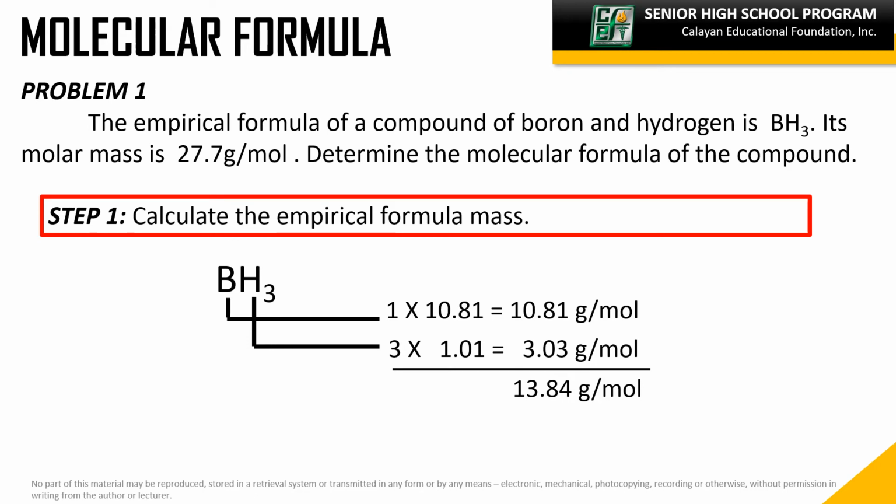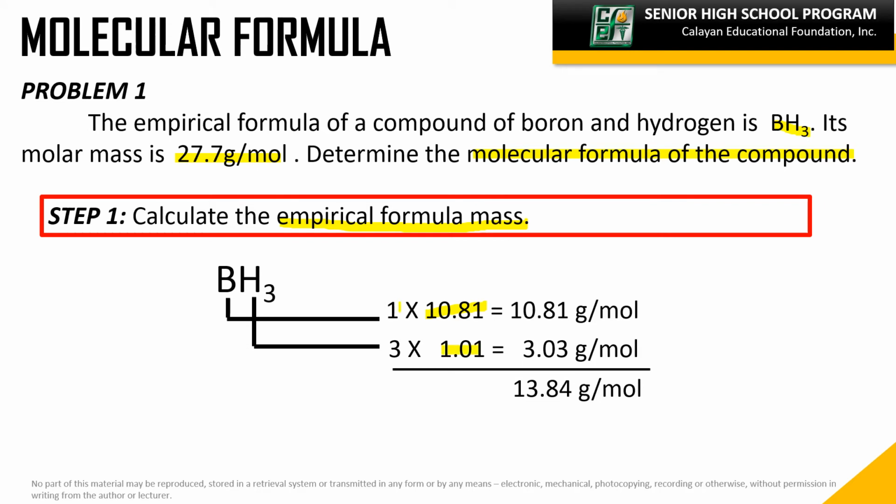The empirical formula of a compound of boron and hydrogen is BH3. Its molar mass is 27.7 grams. We have to determine the molecular formula of the compound. So for step 1, we have to calculate the empirical formula mass. To get this, we have to get the atomic weight of each element. The atomic weight of boron is 10.81. The atomic weight of hydrogen is 1.01.